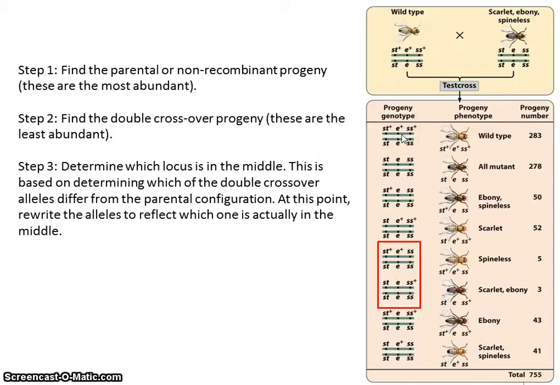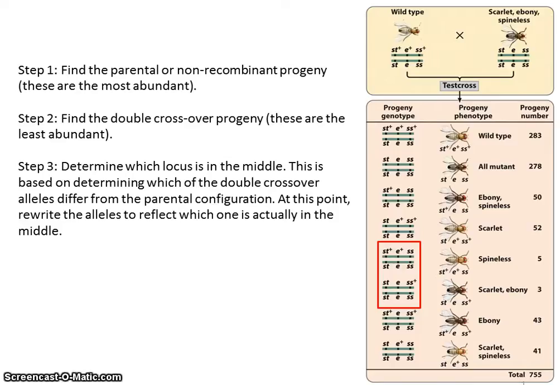So in this case, it's a fairly straightforward example because the parental genotypes are either all dominant or all recessive. And so in the double crossover, we are always going to have 2 dominant and 1 recessive, or 2 recessive and 1 dominant. And it's the locus that is the 1. In this case, the 1 dominant, and in this case, the 1 recessive. They're both going to always be the same locus because that's the nature of the crossover. And so we determine that SS here is in the middle.